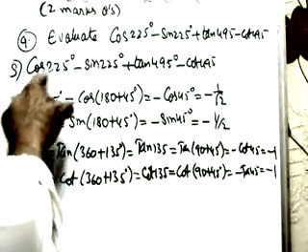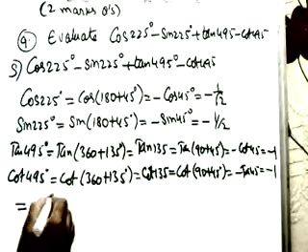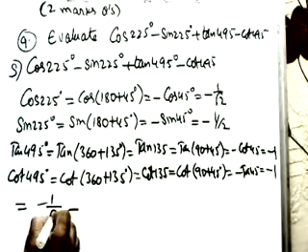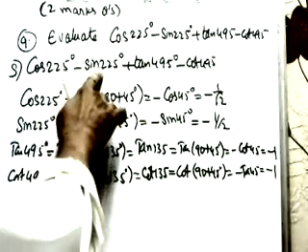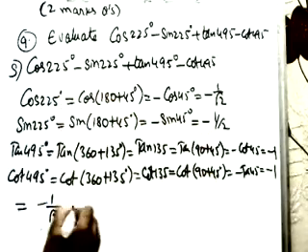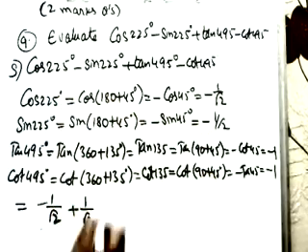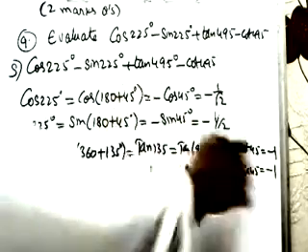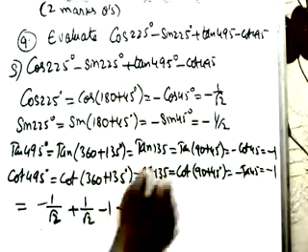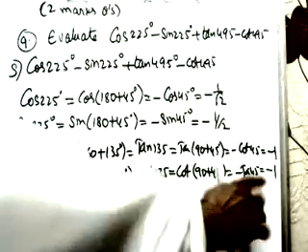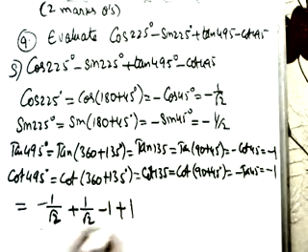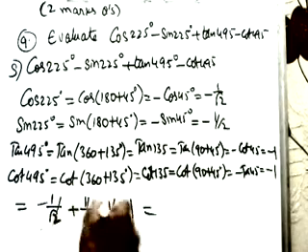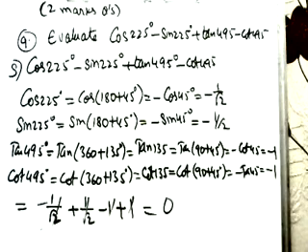So let me substitute. The expression equals cos 225, which is minus 1 by root 2, minus sine 225, which is minus, and minus minus means this will be plus 1 by root 2, plus tan 495, which is minus 1, minus cot 495, which is minus 1, minus 1 is plus 1. So this will get cancelled, minus plus minus plus, this is 0.